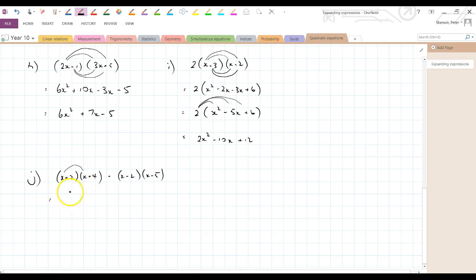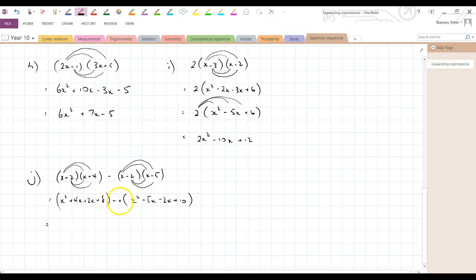Let's do this expansion first, our first multiplication, x squared plus 4x plus 2x plus 8. So that's that product there. Minus, now I'm going to work out what this product is, but I'm going to have to put them in brackets. So I might bracket both sets actually because I'm working this out. Now I'm working this product out, this times this, x squared minus 5x minus 2x plus 10.